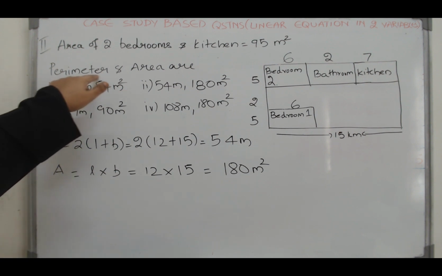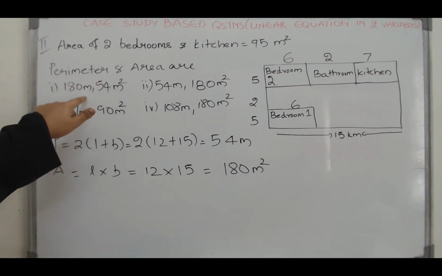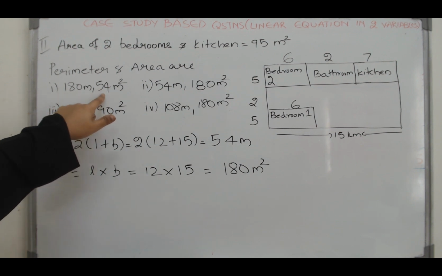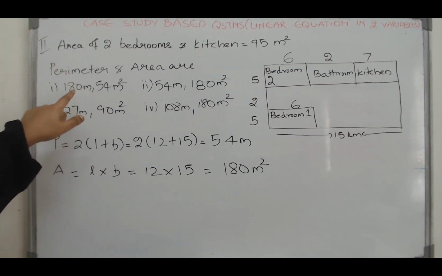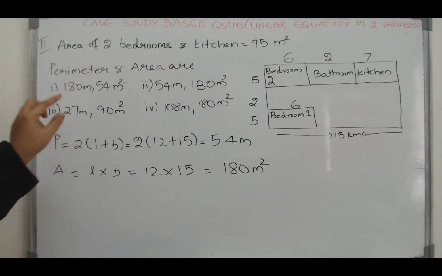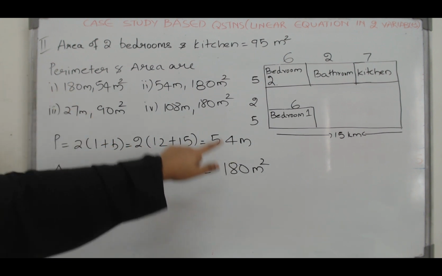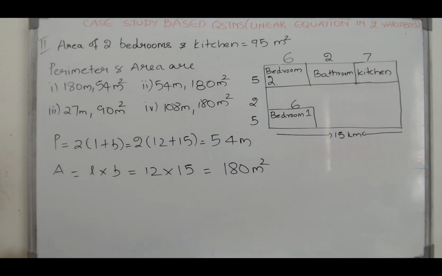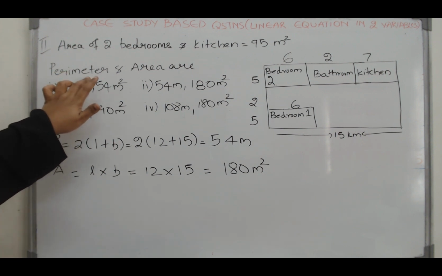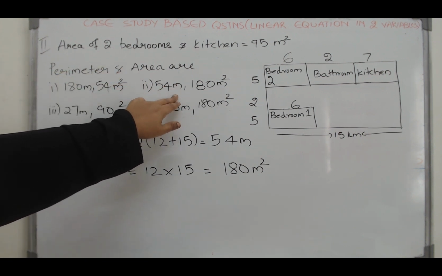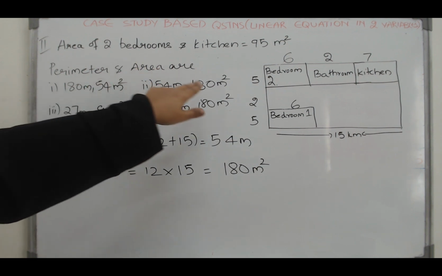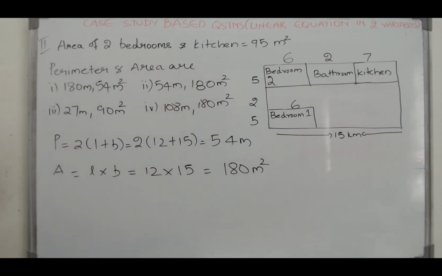So you see, the first should be the perimeter. Don't jump at the first answer and say, okay, I have got 180, I have got a 54, so this must be my right answer. No. Please look at all the units correctly and choose the correct answer. Your perimeter should be the first. See, the one with meters. Your area should be the second. So this is your correct answer.